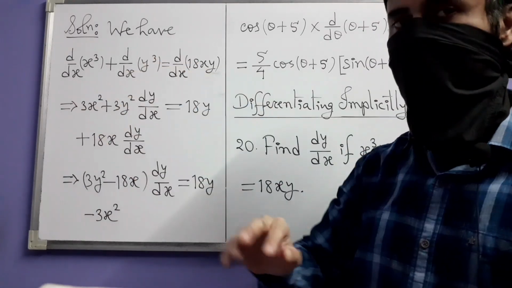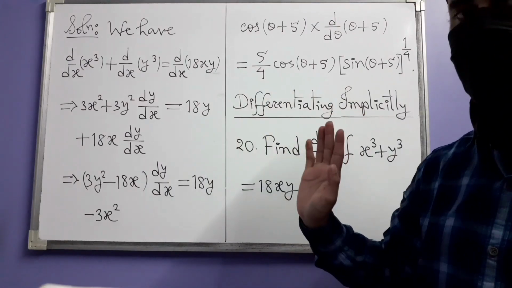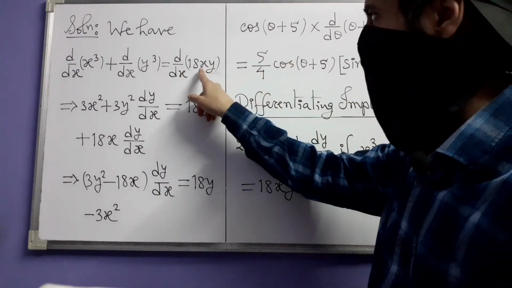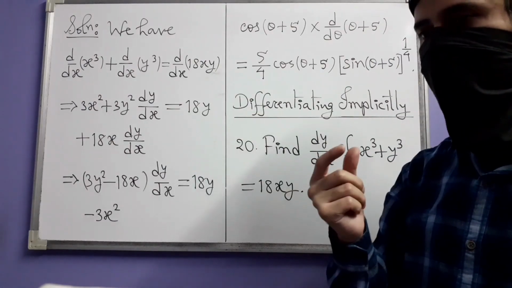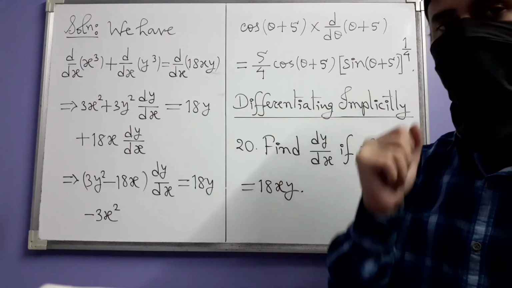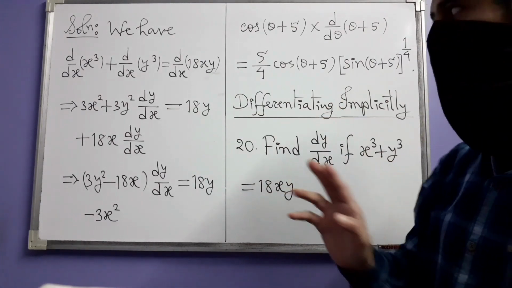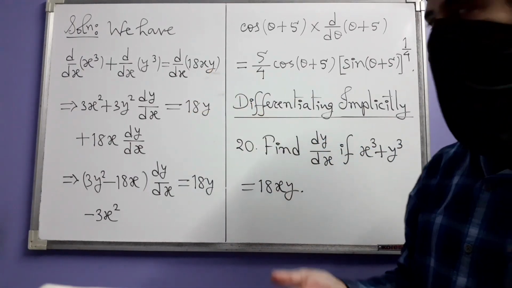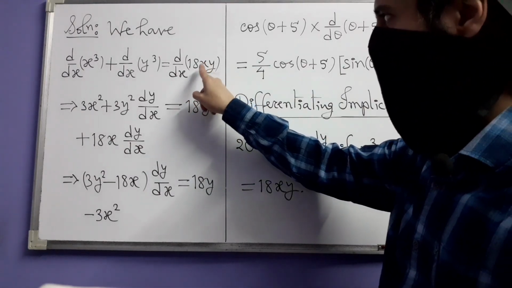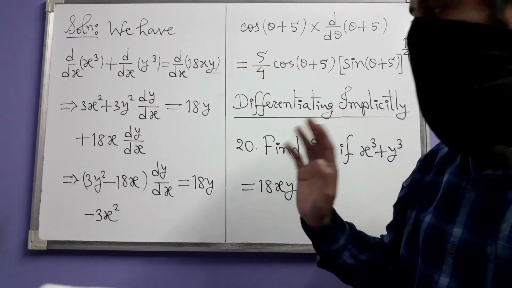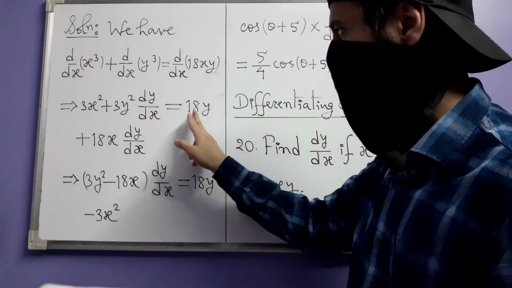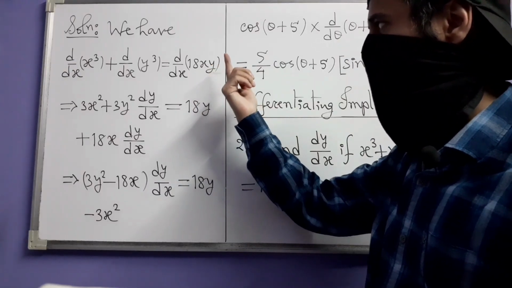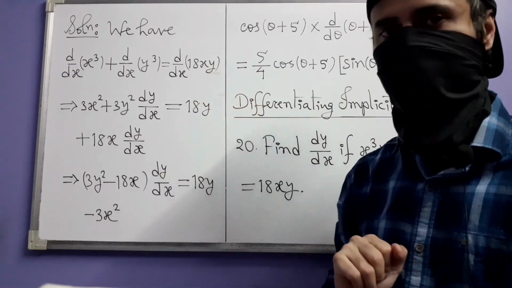Here first 18 comes out. I have not shown those steps because it would make too many steps. So first 18 comes out, and then we have 18 times d/dx of xy by the constant multiple rule. And after that you have to just apply the product rule. If you differentiate x keeping y intact, you get y. So that way you get 18y plus 18 times x times dy/dx.